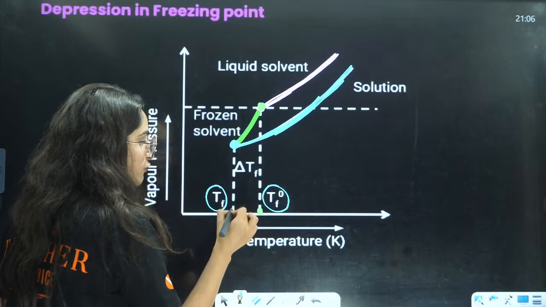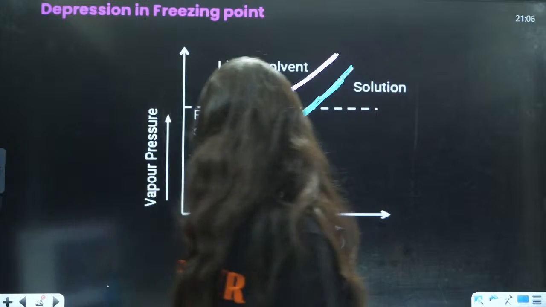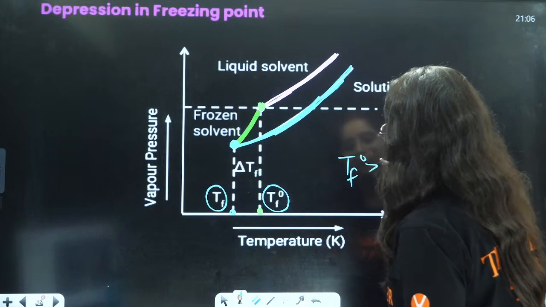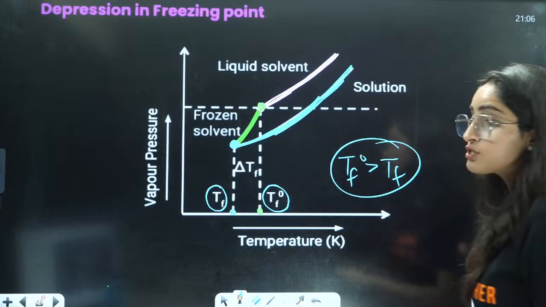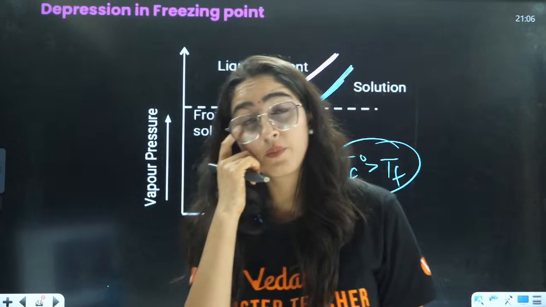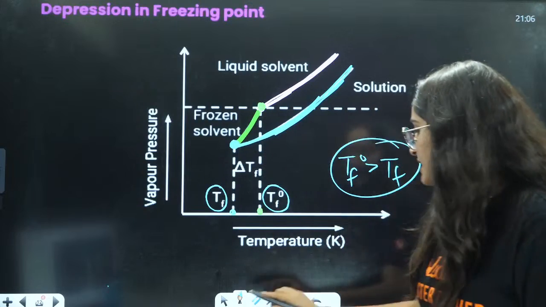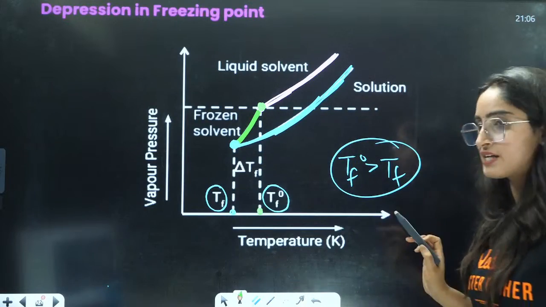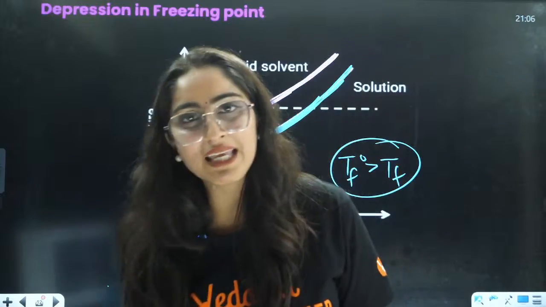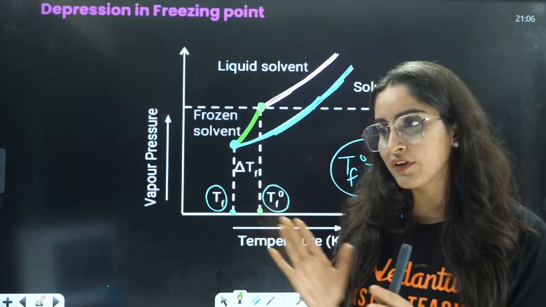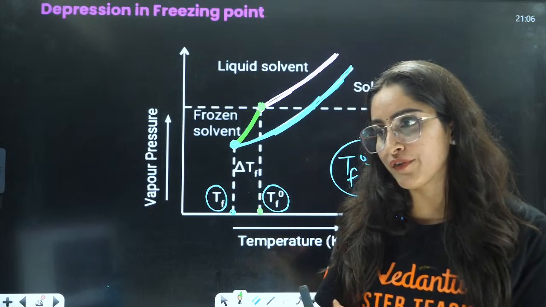This is your TF naught. Now, as you can see, TF naught is more as compared to TF. So there is depression in freezing point, right? So that we can say that there is depression in the freezing point. Now, tell me, is this graph clear to everybody? Yes, very beautiful, very beautiful.